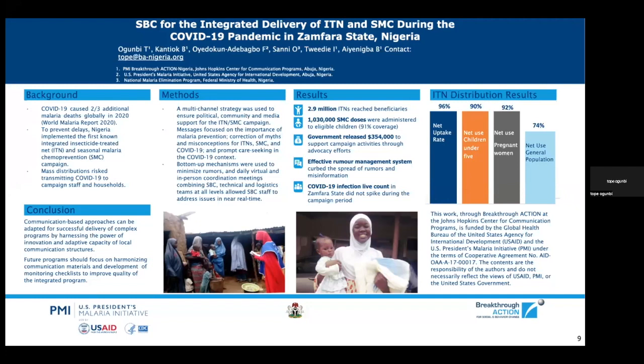So I'll conclude by saying that the integrated campaign in Zamfara, the experience shows how innovations in commodity distribution and SBC approaches tailored for integrated campaigns in the pandemic context can contribute to successful delivery and uptake of malaria prevention interventions and the maintenance of healthy malaria behaviors.